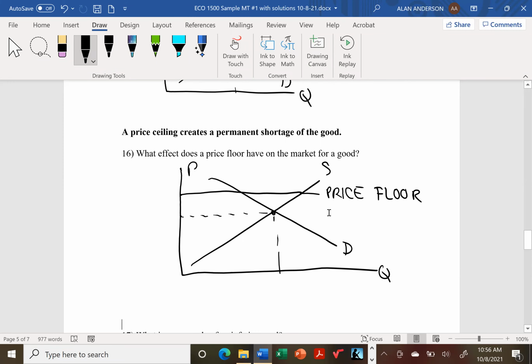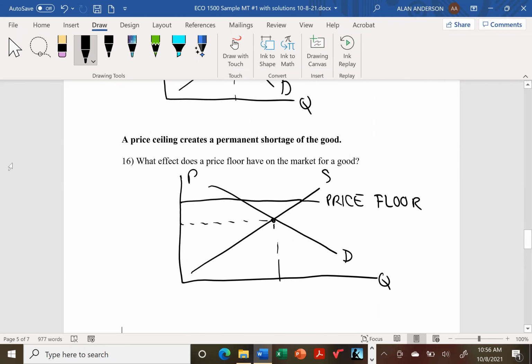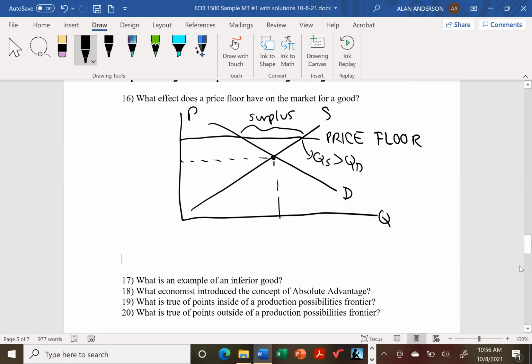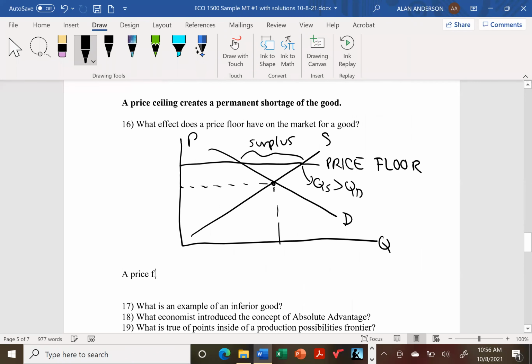All right, so we have a price floor. And here are the opposite cases. It is the opposite case. We've got the quantity supplied exceeding the quantity demanded, which leads to a surplus, which is permanent because the price system can't do its job. And so we can't adjust the prices and bring the market back into equilibrium. So that means that a price floor creates a permanent surplus of the good. Okay. All right, beautiful.